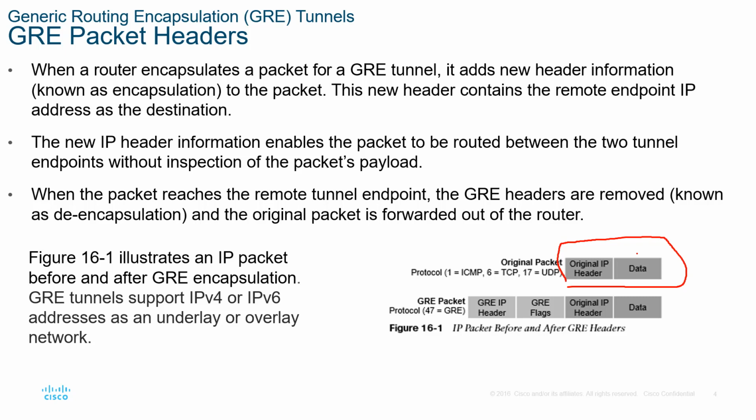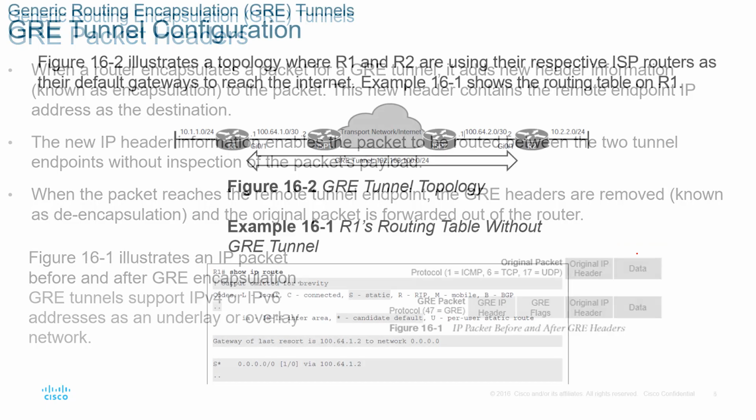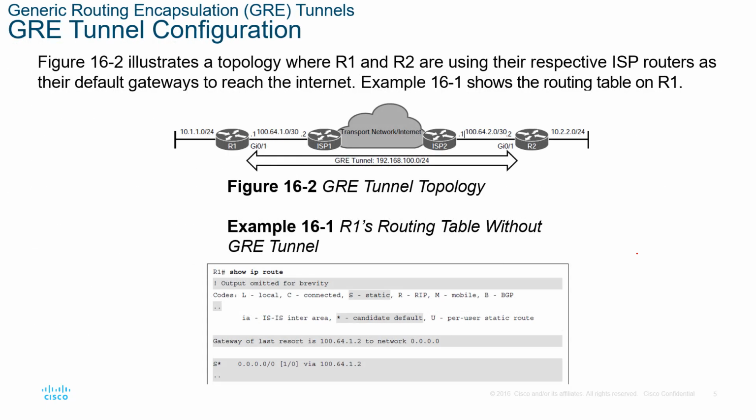Again, the GRE tunnel supports IPv4 and IPv6 addressing, and it doesn't really regard what layer 2 technology is being used. So the underlying or overlaying network really doesn't matter, as long as connectivity between both sides works.